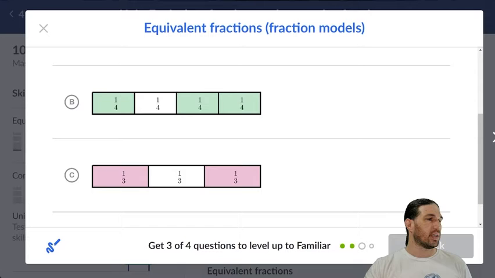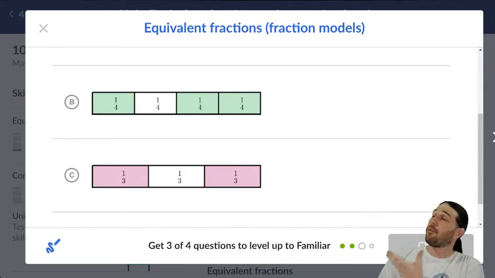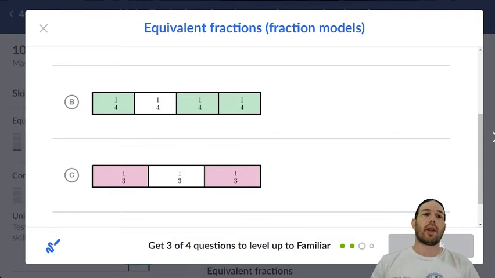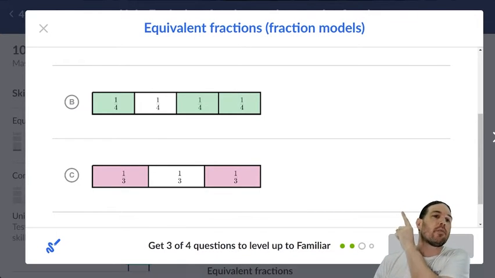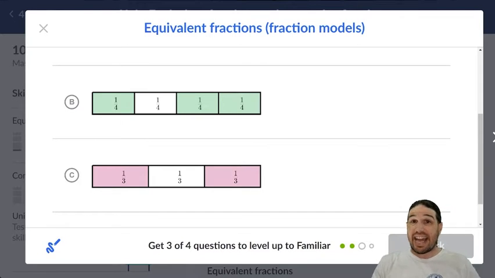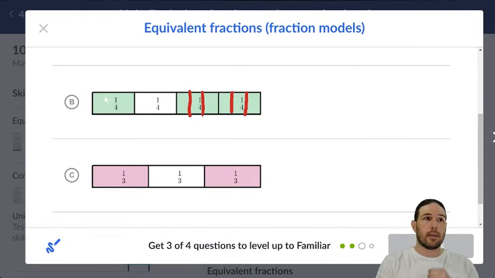How about this 1/4 here? Yeah, I see 3/4 up here. But what would I need to do if instead of 4 pieces, I wanted to take that green rectangle up there and cut it again into 12 pieces, not 4? Well, I would have to take each one of these fourths and cut it into 3. Cut it into 3, cut it into 3, cut it into 3.